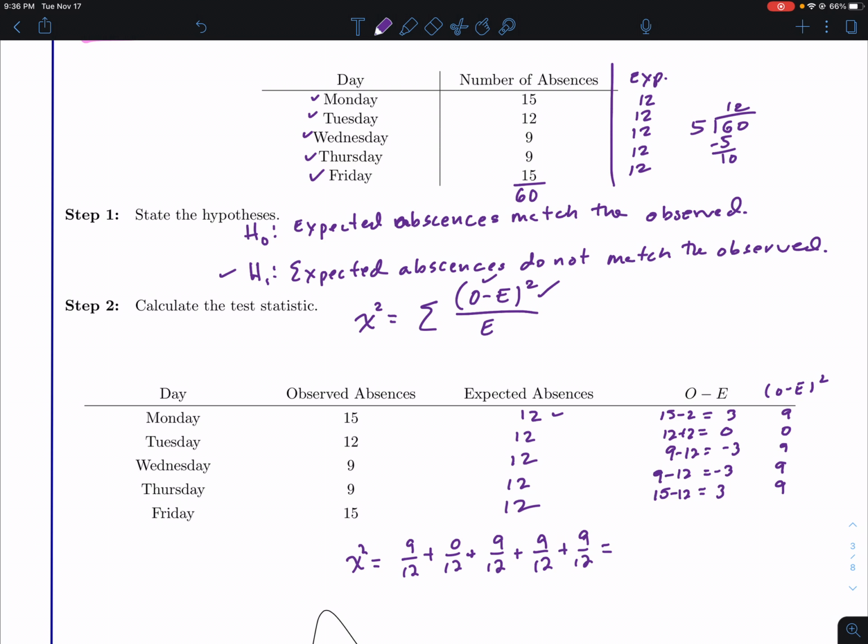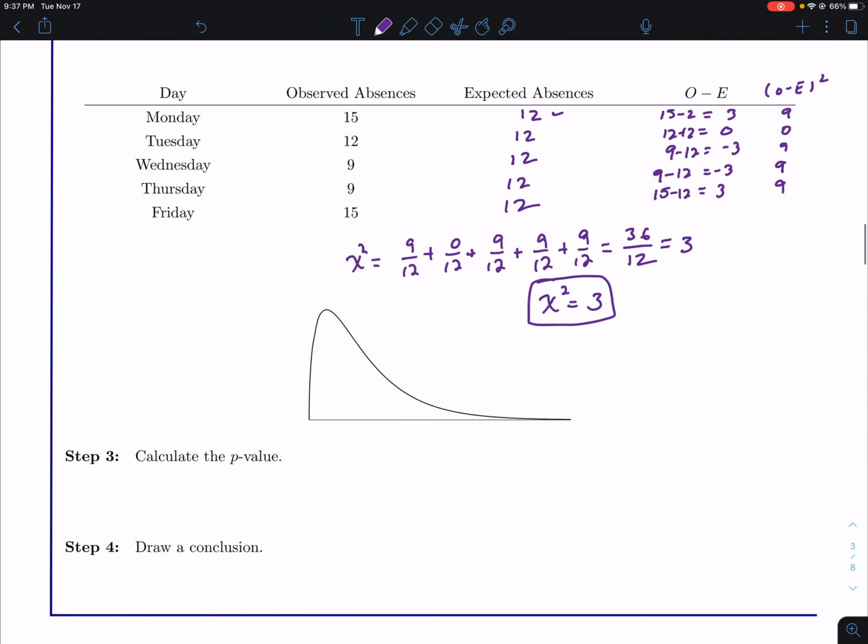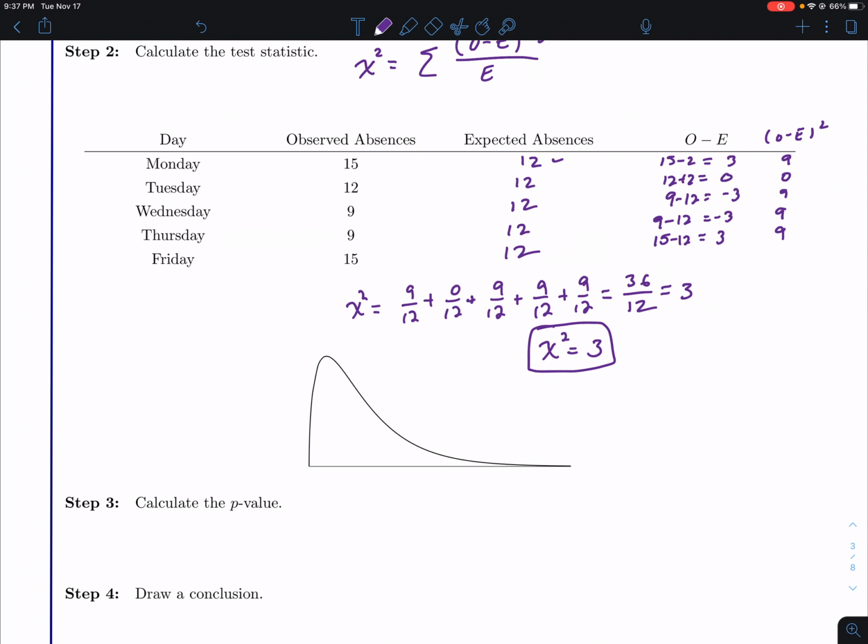Good. And so in this case, all the denominators are equal, so we can just add straight across. So we've got 4 9s is 36, and 12 just stays the same. So 12 goes into 36 3 times, so we can see that our chi-squared test statistic is 3 in this case. All right. So again, that's not a very big number.